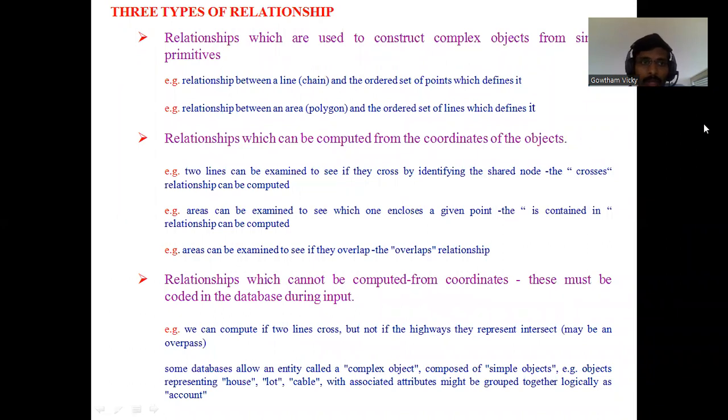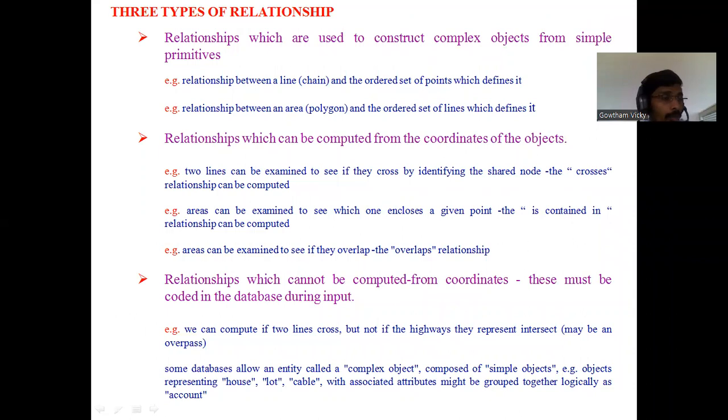The types of relationships are mainly broadly classified into three types. These relationships are used to construct the complex objects from these primitives. Next, the relationship between a line, a chain, and the ordered set of points which defines it. The relationship between the area, polygon, and ordered set of lines which defines it.